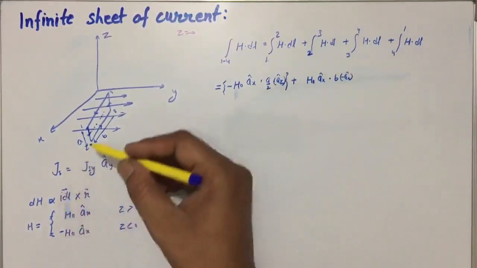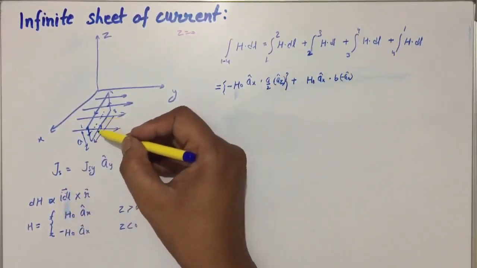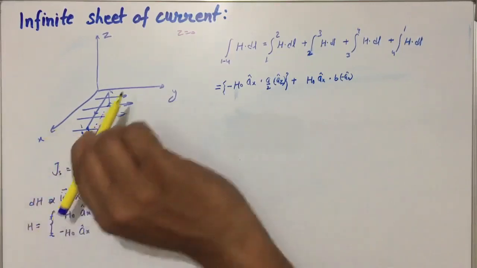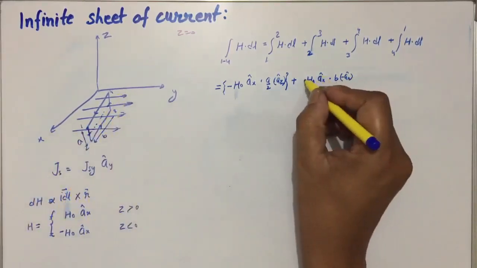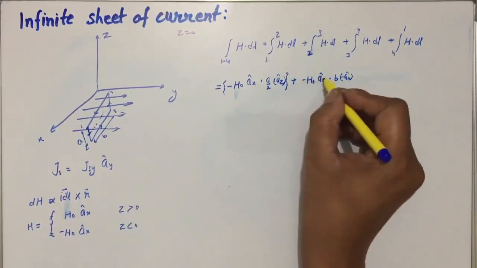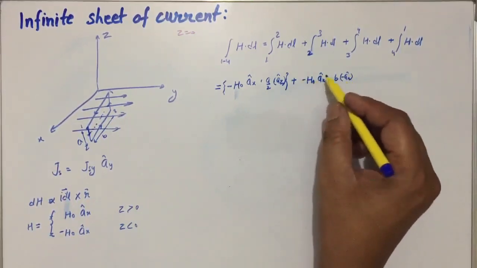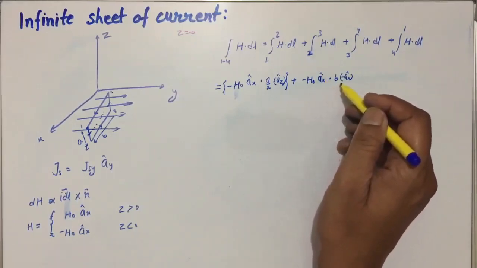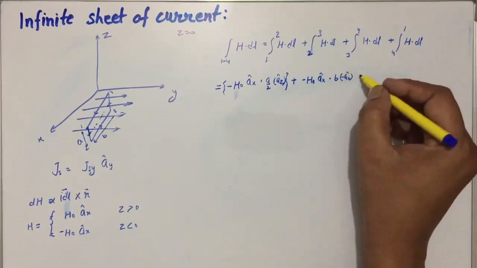Okay, and what's about H? H is positive in this direction. However, this direction is considered as negative, so it should be minus ax direction. So for 2, it will be minus H naught ax dot b in the direction of minus x.